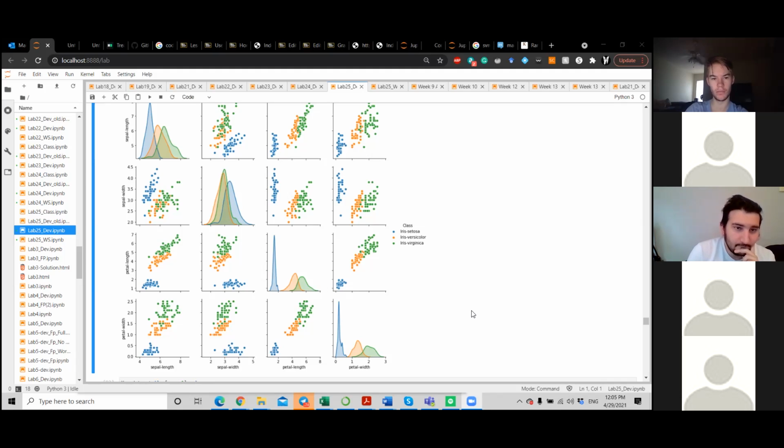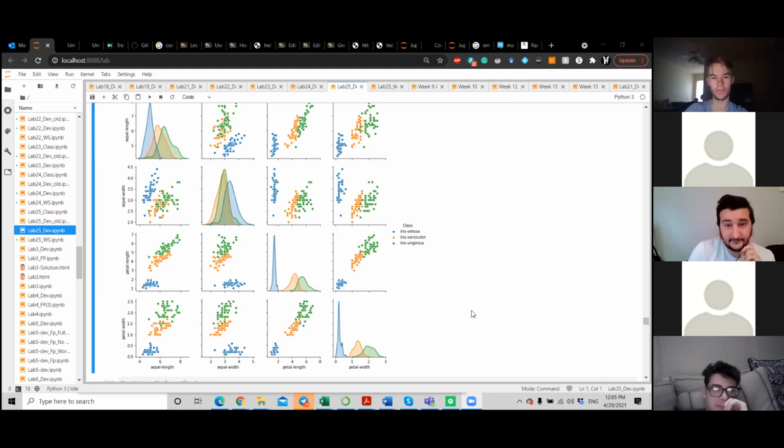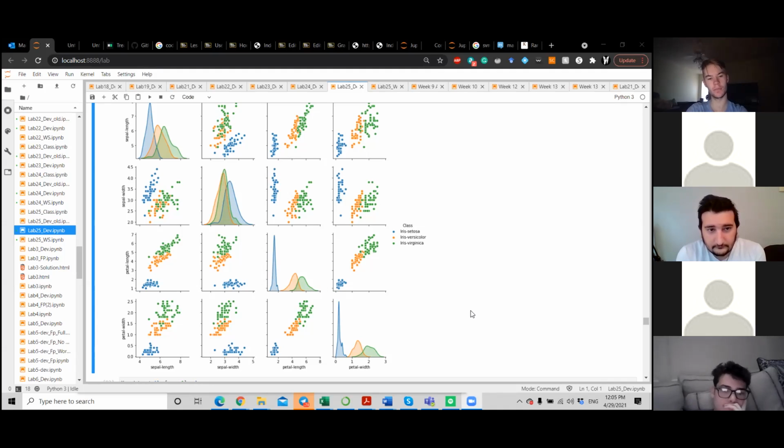Which two flowers? No, which two inputs? Oh, okay. I have one answer from Harper in the chat box. I'd say petal length and, yeah, probably petal width. Okay.